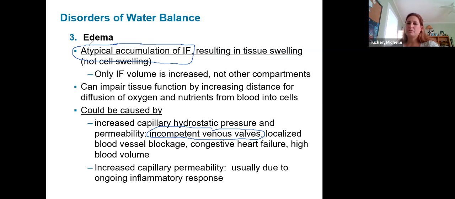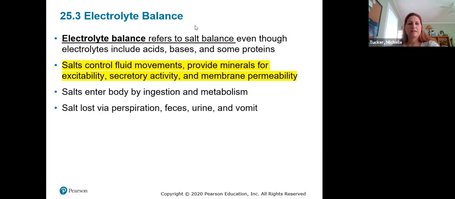Sometimes it's also due to lymphatics having been removed, because lymphatics do contribute to fluid balance a little bit as well. Okay. So now we are moving on to electrolyte balance. We talked about how water moves because of ingestion, bringing water in, as well as reabsorbing water from urine, so affecting those two components.